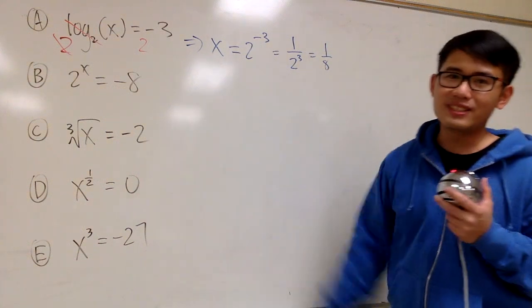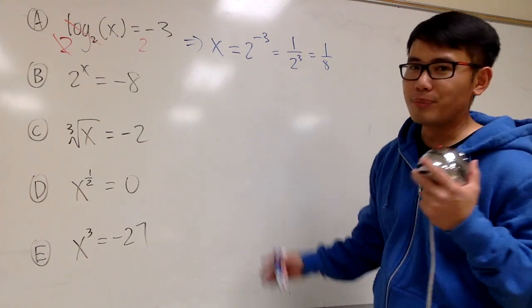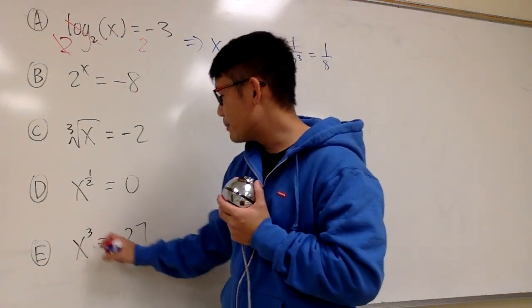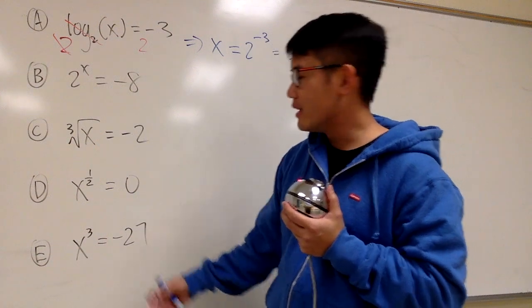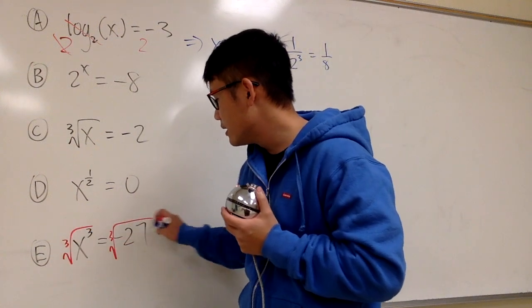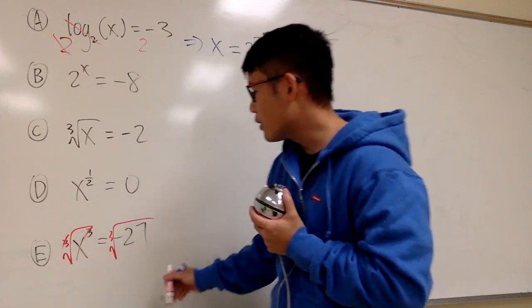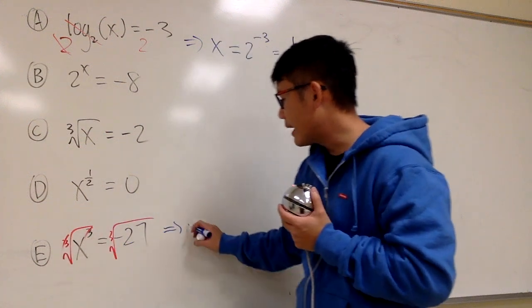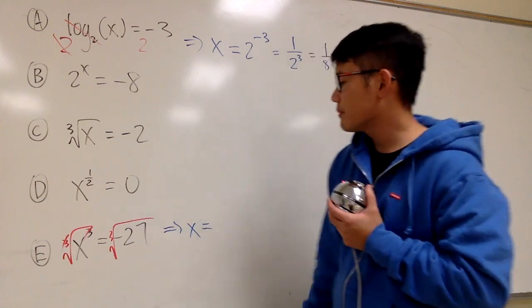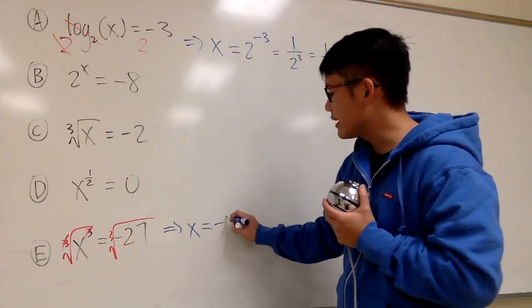It is legitimate. And just for practice purposes, I'm going to do choice E. X to the third power is equal to -27. To solve this, we take the cube root on both sides. It's doable, right? This and that will cancel, and x will be by itself. This is equal to the cube root of -27, which is going to give us -3.